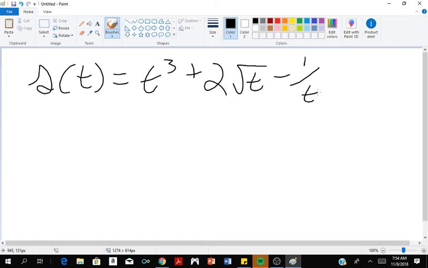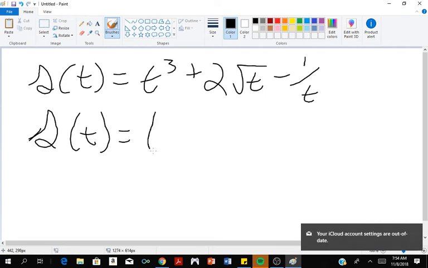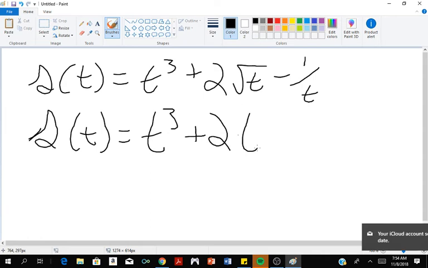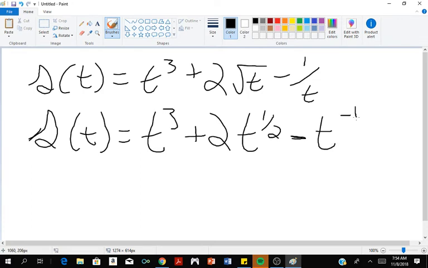Well, if I have the position function and I want to find the velocity, that means I've got to take the derivative. So we're going to take the derivative of this position function. Now, before I do that, I'm going to rewrite it so that it's easier to take the derivative. So t cubed is okay. Instead of root t, we're going to make it t to the 1/2. And instead of negative 1 over t, we're going to make this minus t to the negative 1.